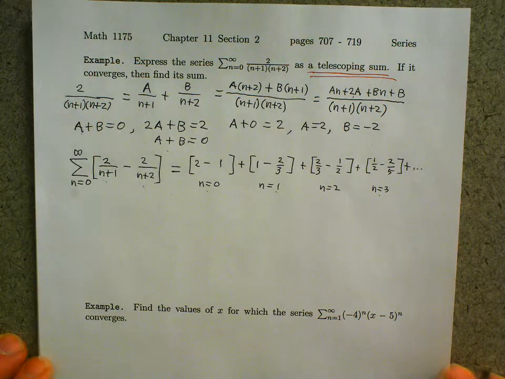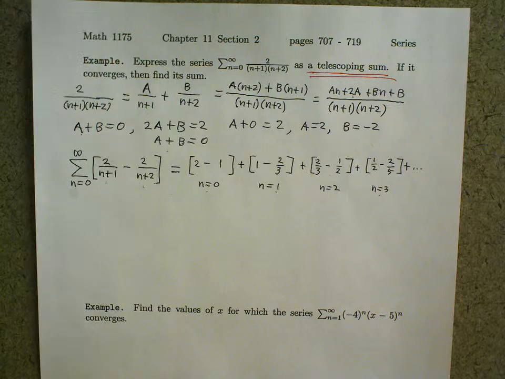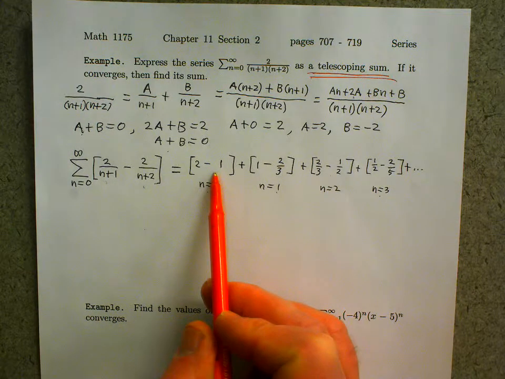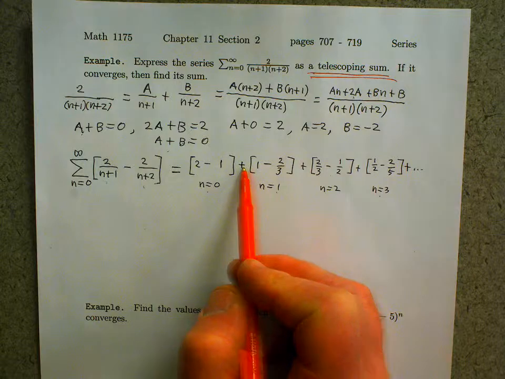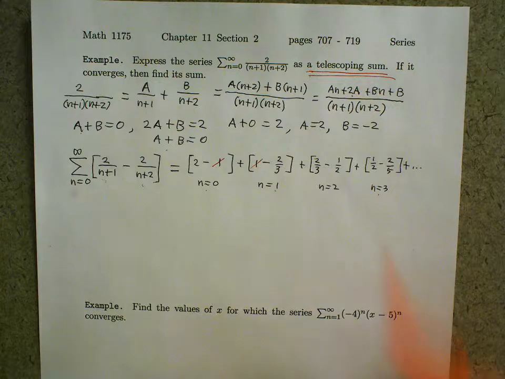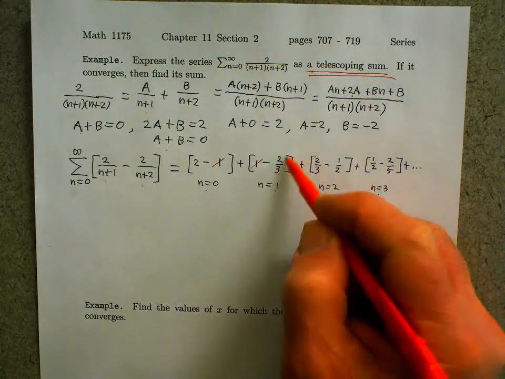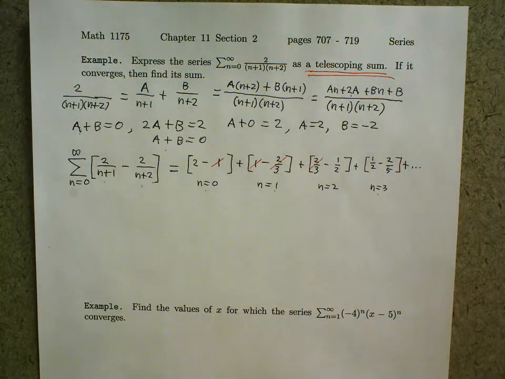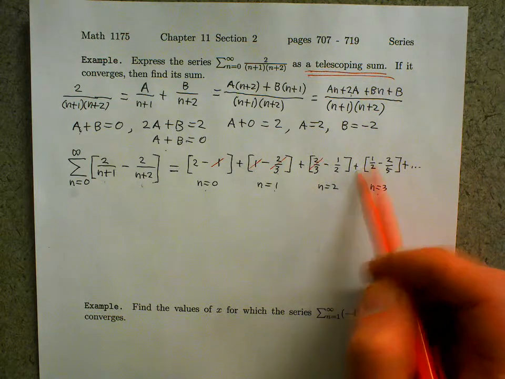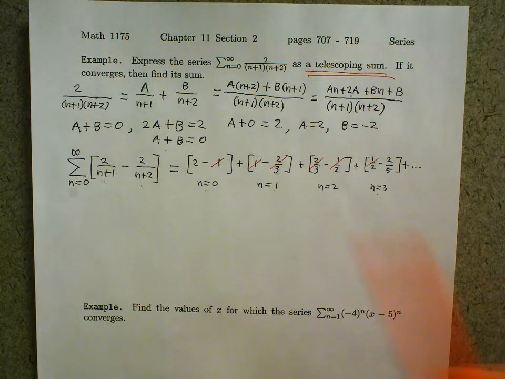So do you see what is happening? So in this first term, the minus 1 plus 1, those add up to 0. Then the minus 2/3 plus 2/3, those add up to 0. And then the minus 1/2 plus the 1/2, those add up to 0. So it's going to do that forever.